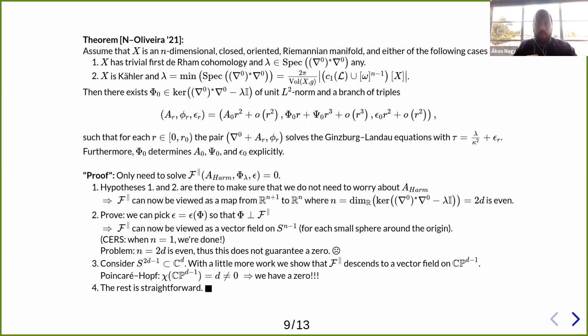Ákos. Yes. Could you remind me? I got lost about this lambda. So where does lambda come from in the equation? Yes. So lambda, if you think about the Kähler case, then it's a minimal eigenvalue, and in the first cohomology trivial case, it's any eigenvalue of the Laplacian of a constant curvature connection, and then tau.